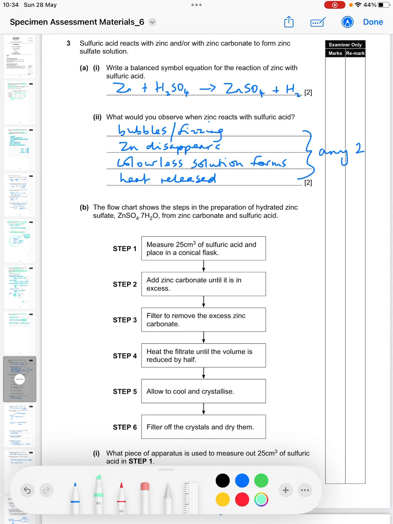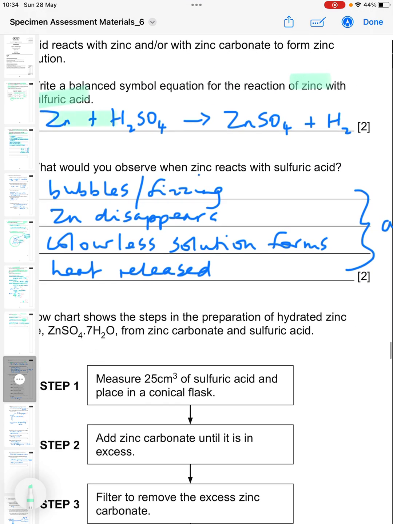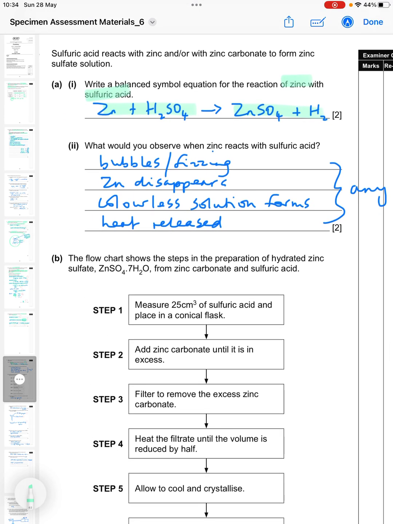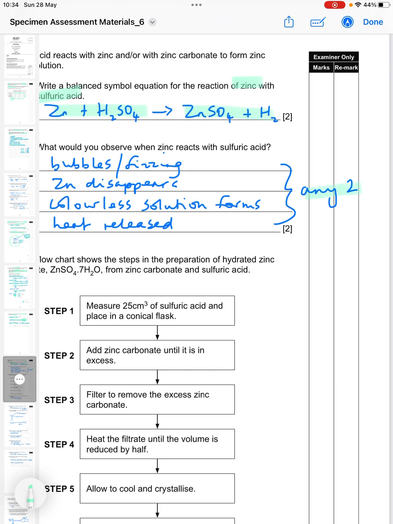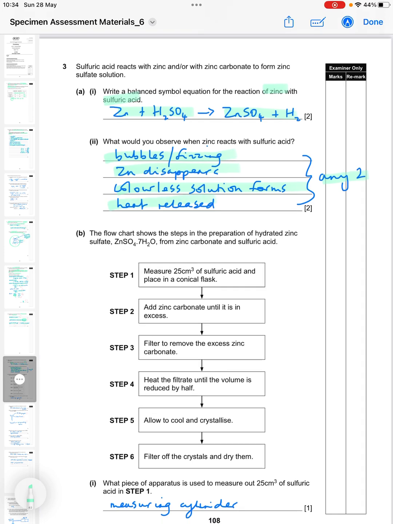Next, sulfuric acid reacts with zinc and or zinc carbonate to form zinc sulfate solution. Write a balanced symbol equation for the reaction of zinc with sulfuric acid. So Zn plus H2SO4 gives ZnSO4 and H2. Because any metal reacting with acid will give hydrogen gas. Observations, any two of these now when zinc reacts with sulfuric acid, so bubbles are fizzing, the zinc disappears, you get a colourless solution formed, and heat is released.